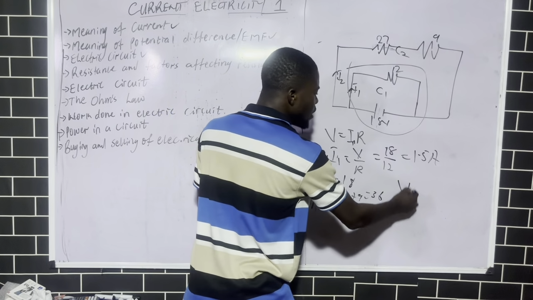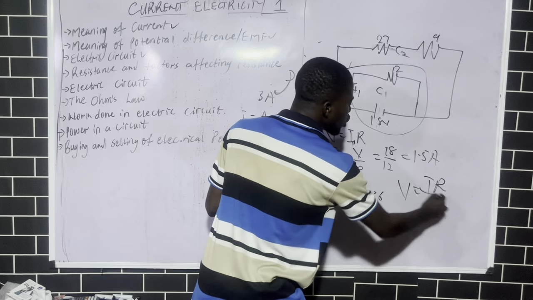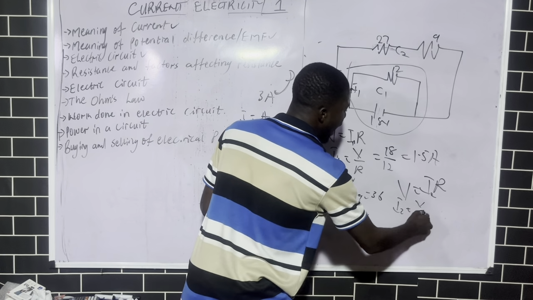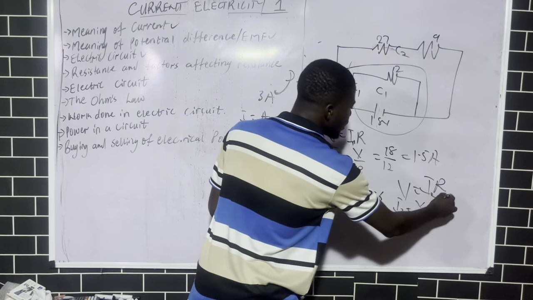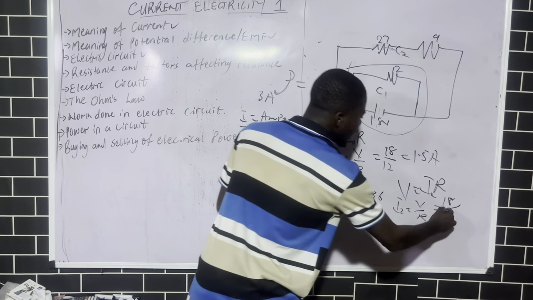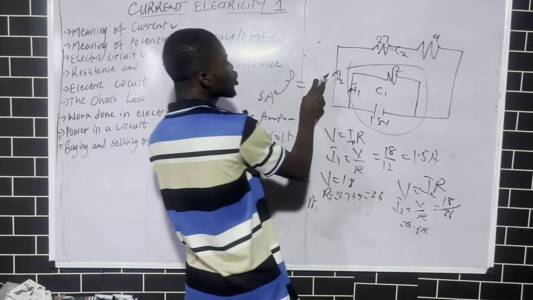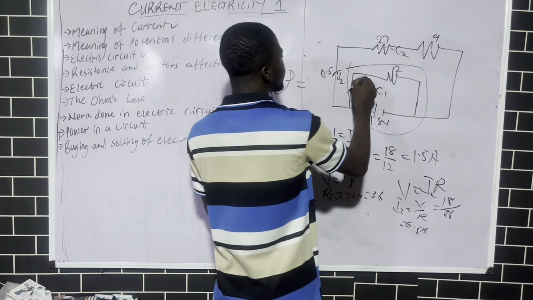Using Ohm's law, V is equal to IR. I will not just call it I, I will call it I2. So my I2 will be V over R. You should know this by now. What is V? 18. What is R? 36. 18 over 36, that's 0.5 ampere. So I2 is 0.5, I1 is 1.5.